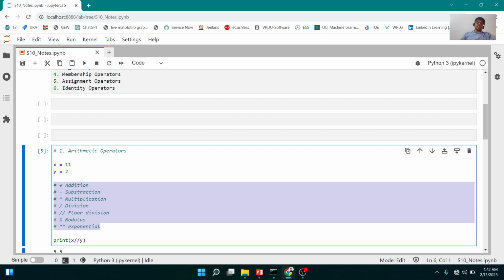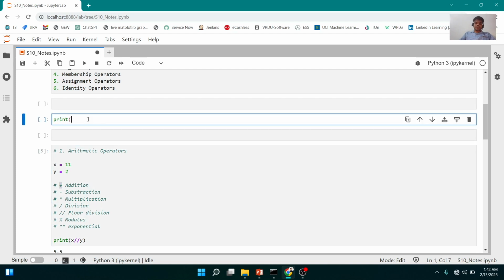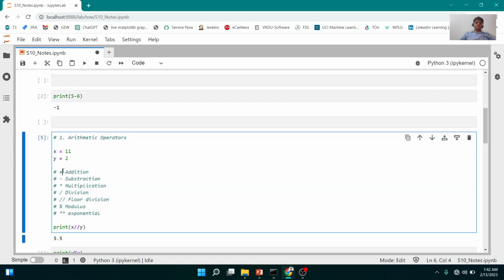It means whenever I use this particular symbol, the data on the left hand side and on the right hand side is going to be added up. Python is going to add them. For example, you can see here, print 5 plus 6. If I run this, you will see that the answer is 11. In the same way, if I do minus here, 5 minus 6, that's negative 1.